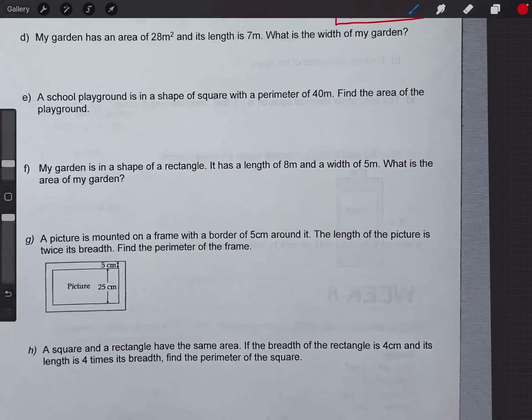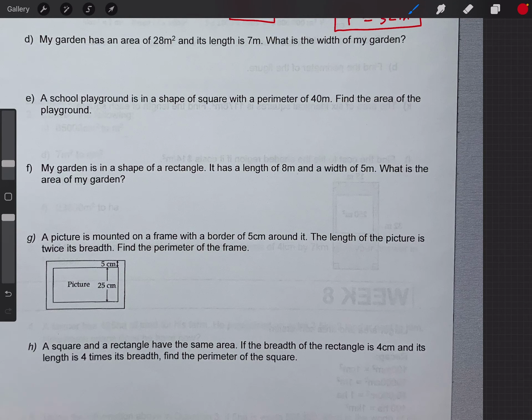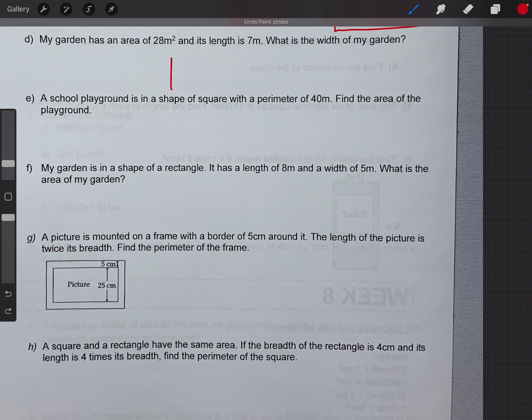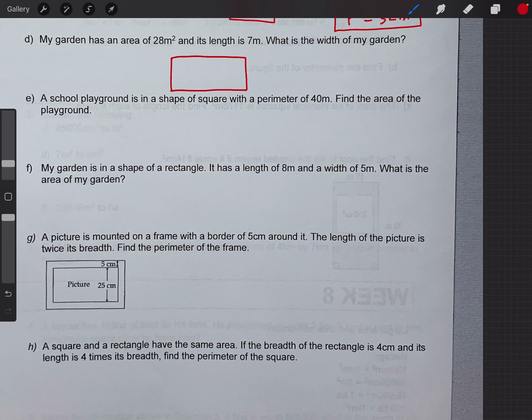Next one. Question D. My garden has an area of 28 and its length is... Okay, so your garden, it doesn't say it, but it's actually a rectangle. If they give you a garden and they don't give you the shape, then that means it's a rectangle, and its length is 7 meters. So this is 7 meters. What is the width of my garden?